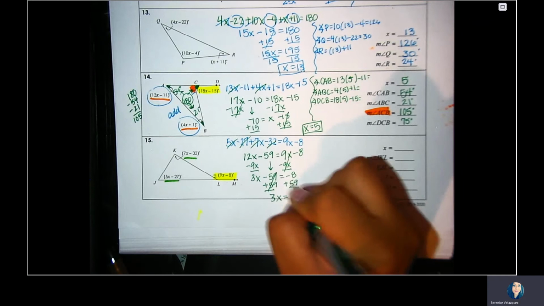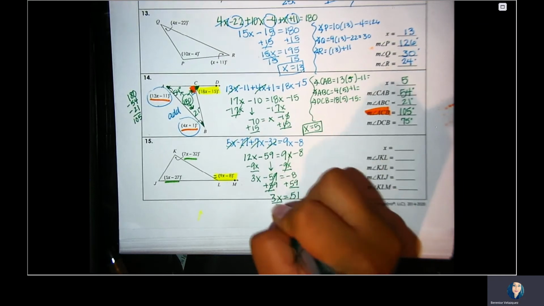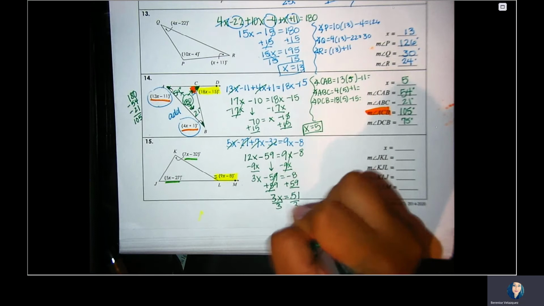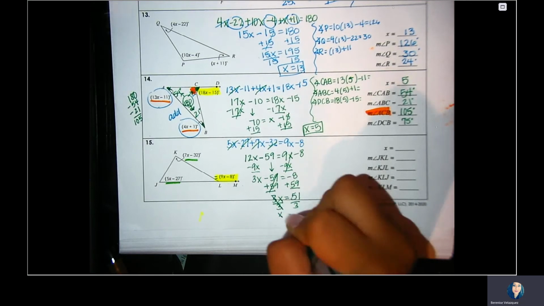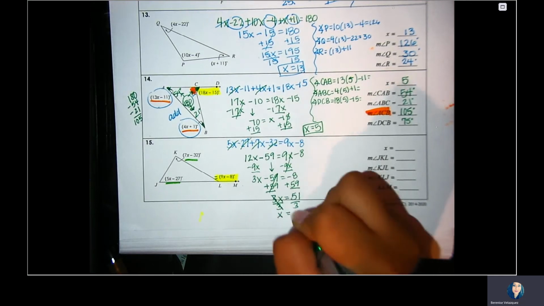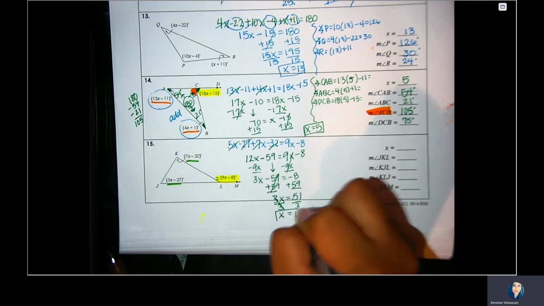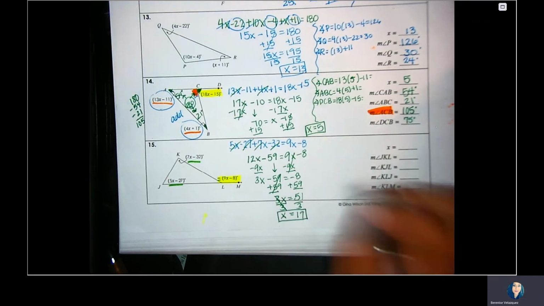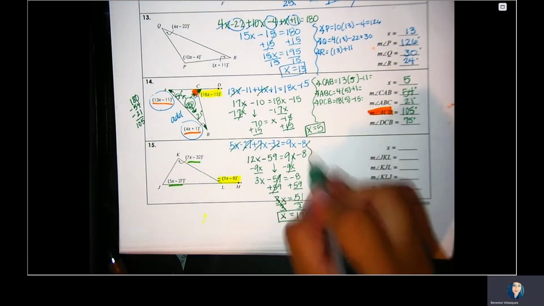3x is equal to, so this is a fancy way of saying 59 minus 8, so that's 51. Divide by 3. You probably need a calculator because you probably don't know off the top of your head what 51 divided by 3 is. That is 17. Okay, so there's my answer.